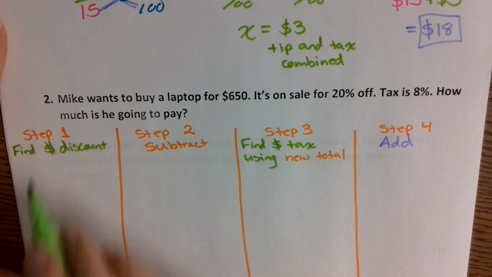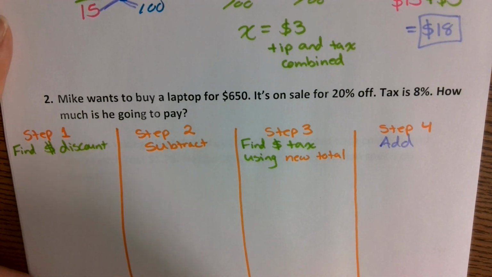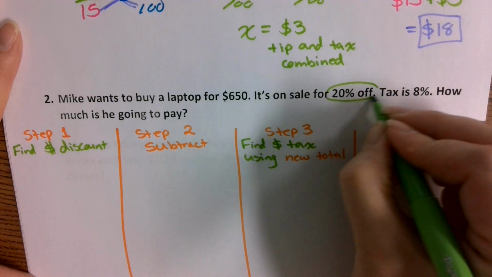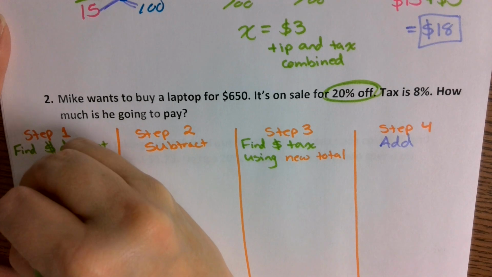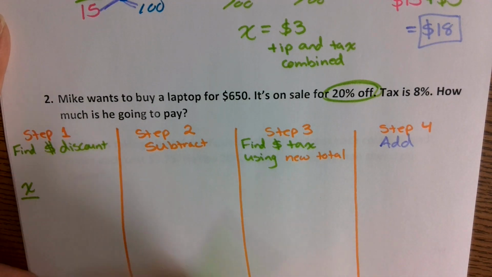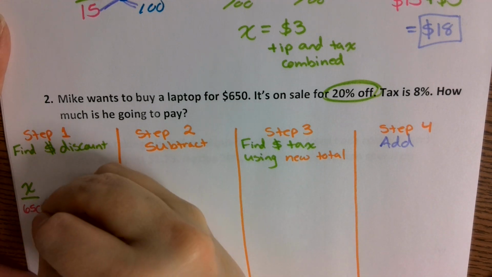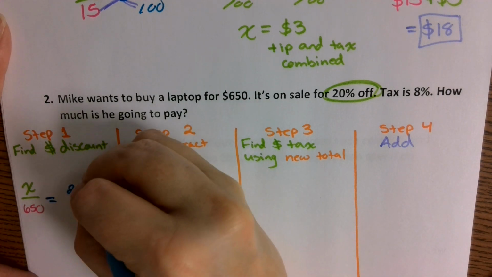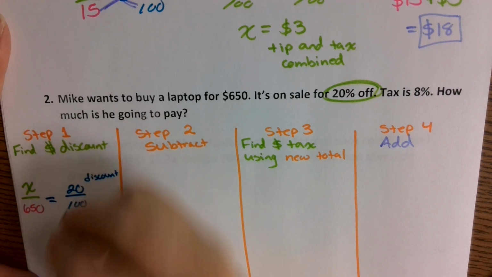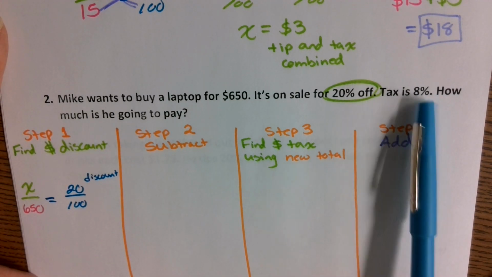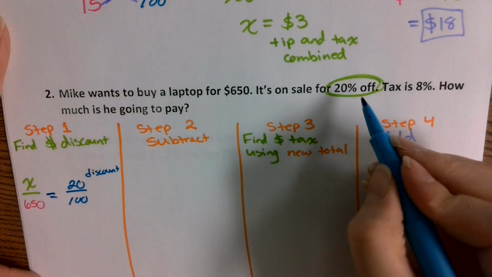So let's start with step 1. We're going to find the money version of our discount. That means we're using this percentage right here because that represents how much is going to be coming off. So we're going to have X over 650 equals 20, which is your discount, over 100. I'm not using that 8% yet. I'm only using that 20% because that represents the amount off.